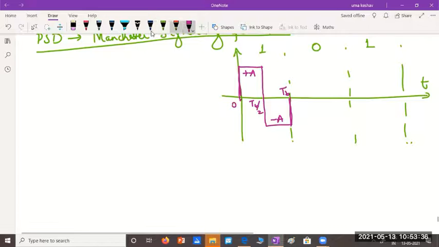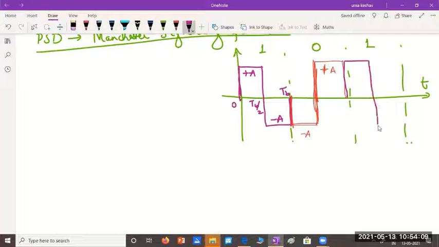Similarly, how do we represent 0? Minus A for the first half of the bit duration and plus A for the second half of the bit duration. A 0 is represented with minus A for first half and plus A for the second half of the bit duration. Is that clear? Again, I have a logic 1, which means first positive, then negative. So this is called Manchester format. Okay, this is how we represent the symbol.